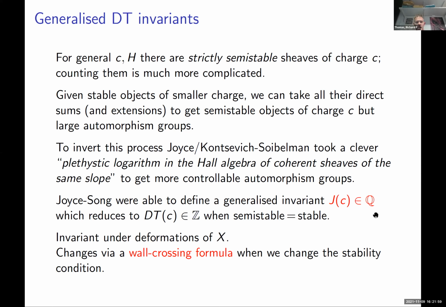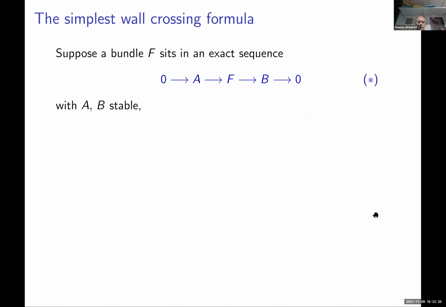All right, so any questions about that? All you need to know is there is an invariant and it satisfies certain rules, it has certain behaviors, and you should think of it as the number of sheaves of a fixed Chern character. Or you should think of it as the Euler characteristic of the moduli space of sheaves of that fixed Chern character. You won't go wrong if you stick to that.